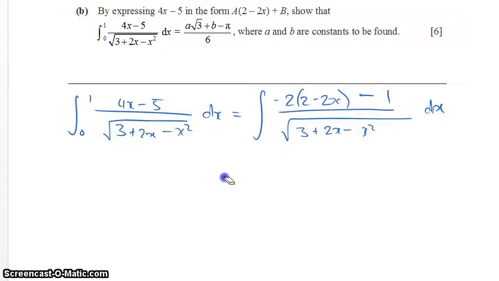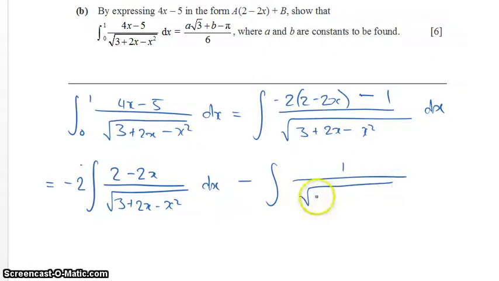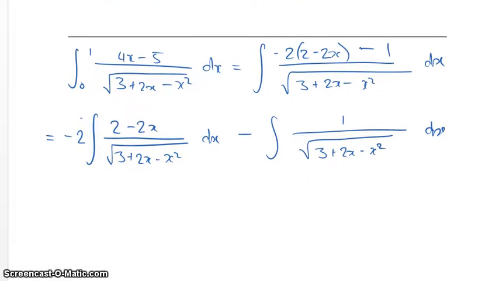Actually, sorry, I might just start further to the left if you guys don't mind. So that splits up. This is minus 2 times the integral of 2 minus 2x over the square root of 3 plus 2x minus x squared. And the reason we want to write it like this is now the top line is the derivative of what's under the square root sign. And then this is minus the integral of 1 over the square root of 3 plus 2x minus x squared dx. And this one we're going to have to use our sine and cosine integration to simplify.